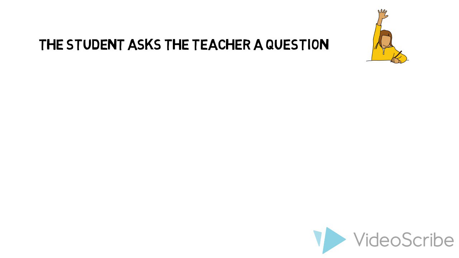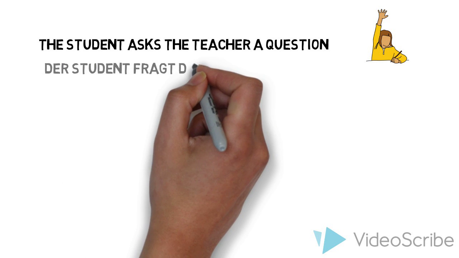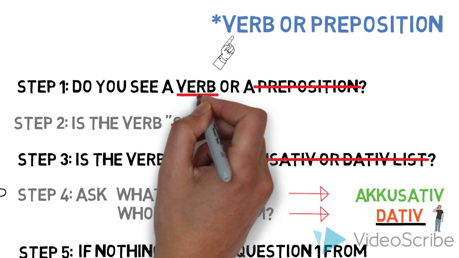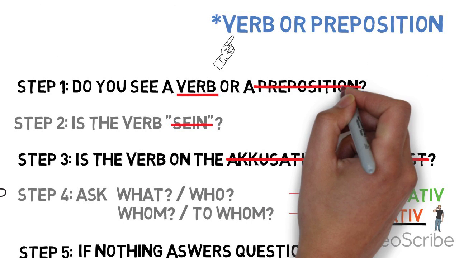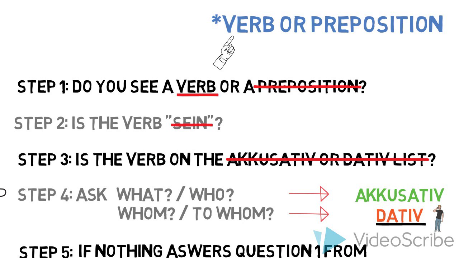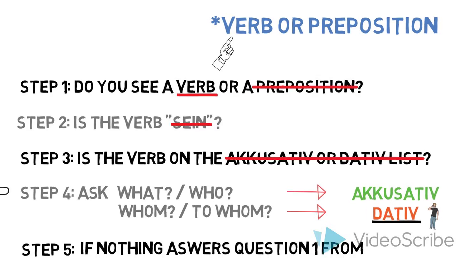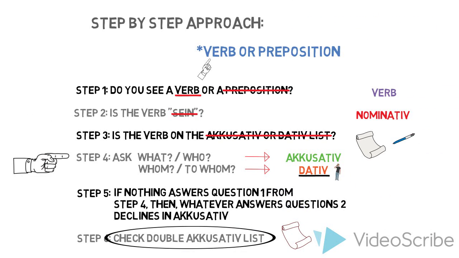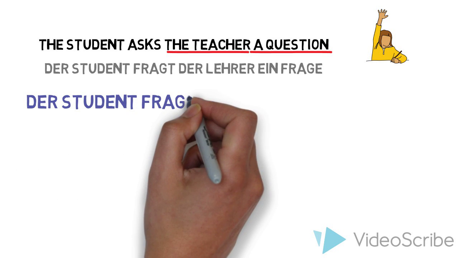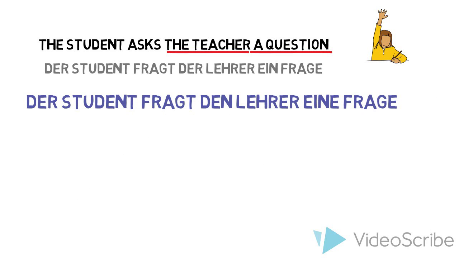Translating that literally, we get "Der Student fragt der Lehrer eine Frage." Again, there is only one verb in this sentence without any preposition. The verb is not sein, and it is not on the accusative or dative list. However, it is on the double accusative verb list, so both the teacher and a question decline in accusative. So we get "Der Student fragt den Lehrer eine Frage."